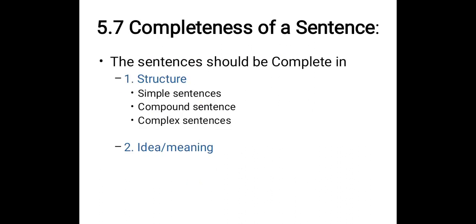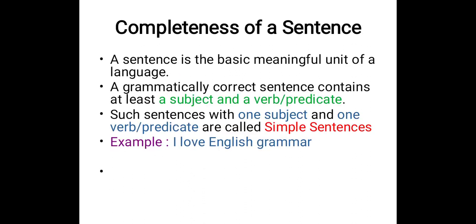The first point that we are discussing is completeness of sentences. The sentences should be complete in two ways. Structure wise, grammatically it should be complete, and meaning wise it should be complete. A complete idea should be expressed in a sentence. A sentence is the basic meaningful unit of a language that you know. A grammatically correct sentence contains at least one subject and one predicate.